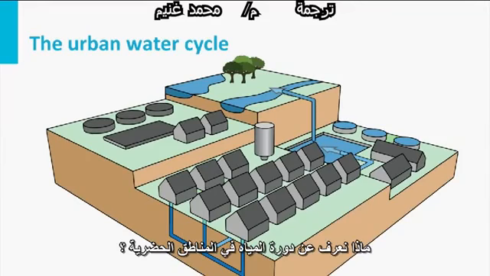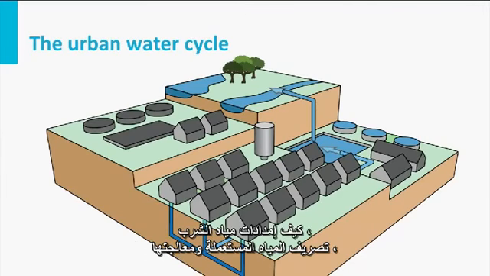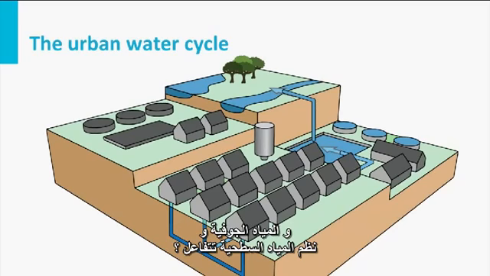What do we know from the urban water cycle? How do drinking water supply, wastewater discharge and treatment and the groundwater and surface water systems interact?